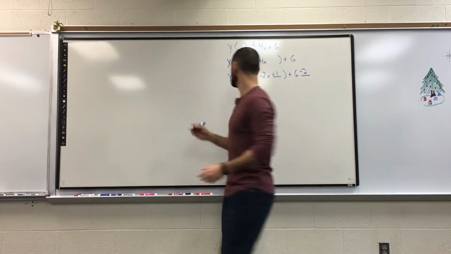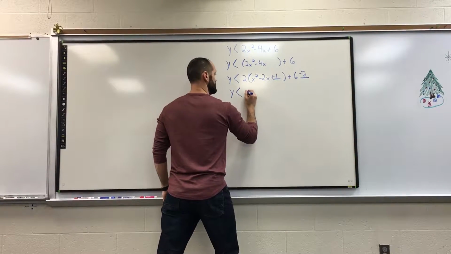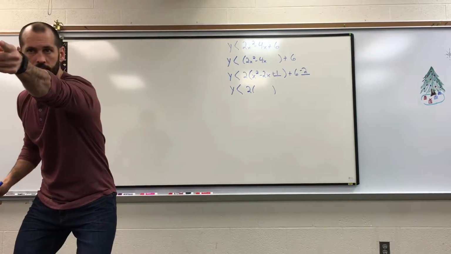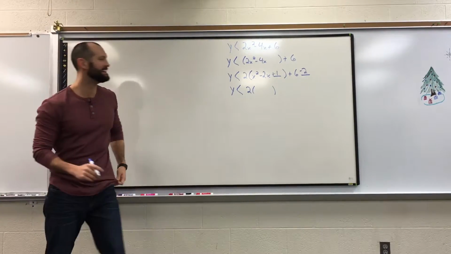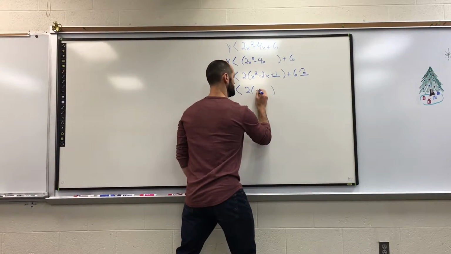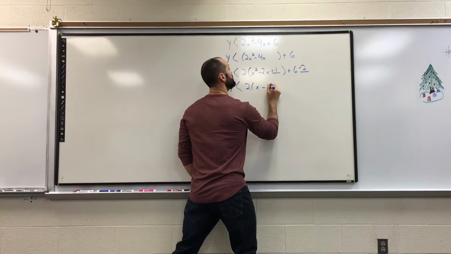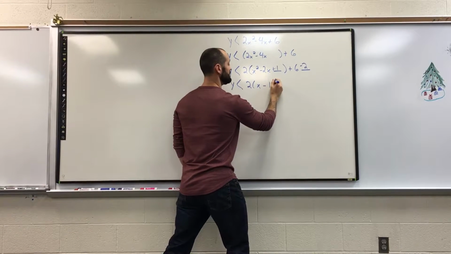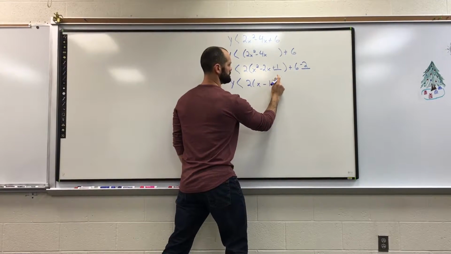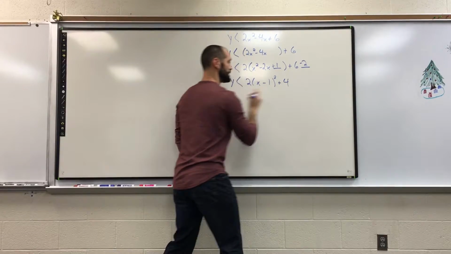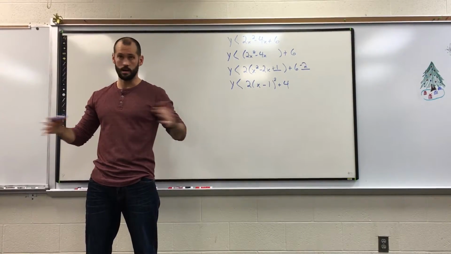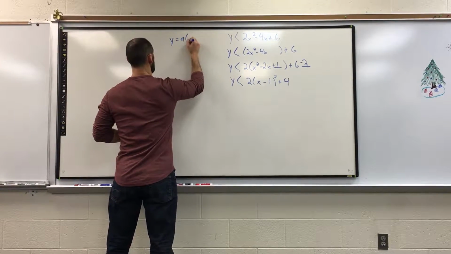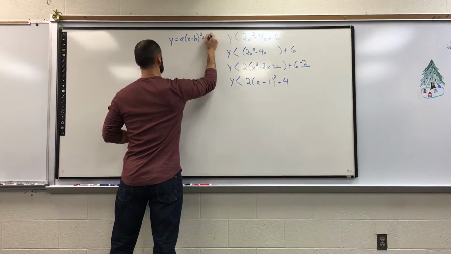So now we're ready to rewrite it in vertex form. How would I rewrite this trinomial? X minus 1, then squared, plus 4. That is vertex form, right? 100% ready in vertex form. Just a reminder, vertex form was a times x minus h quantity squared plus k.